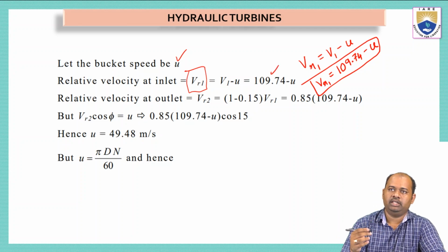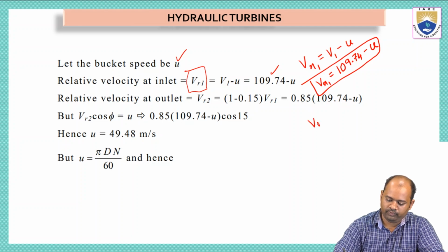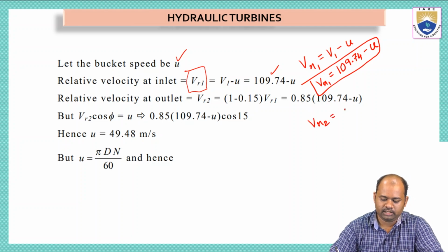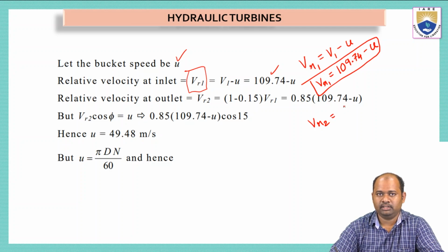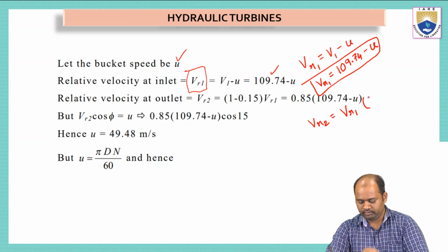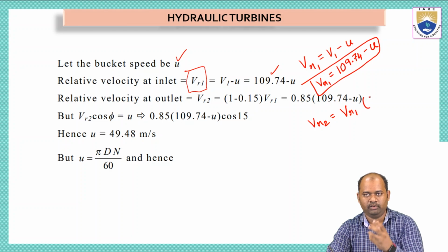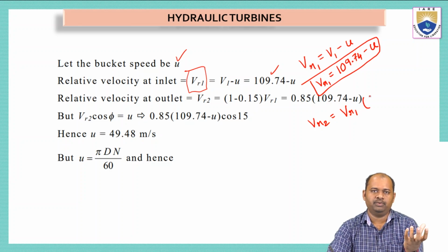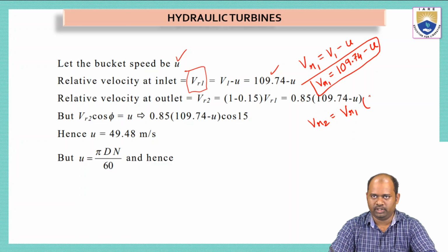Similarly, we can calculate relative velocity at outlet, VR2. VR2 is the relative velocity of the water that is leaving the vane. When it leaves the vane, it has some relative velocity. If we want to calculate that, we have to take VR1 multiplied by a factor. We have written this because it is given in the question: 15% of the relative velocity is lost. That means 85% of the relative velocity is intact. The remaining 15% is lost.